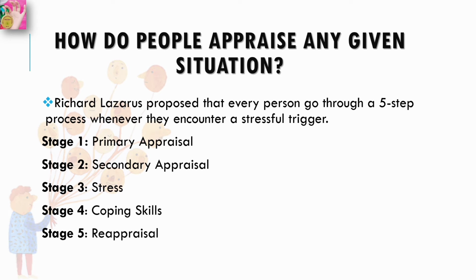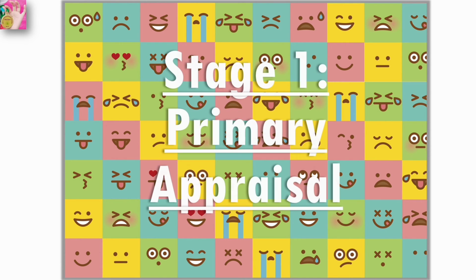In stage 1, that is the primary appraisal. In stage 2, it is going to be the secondary appraisal. Stage 3 is the stress. Stage 4 is the coping skills. Stage 5 is the reappraisal. We're going to discuss each stage one by one. So let's start with stage 1, primary appraisal.